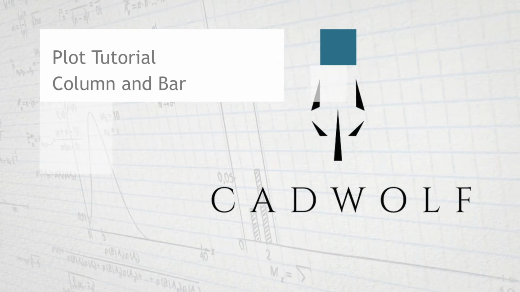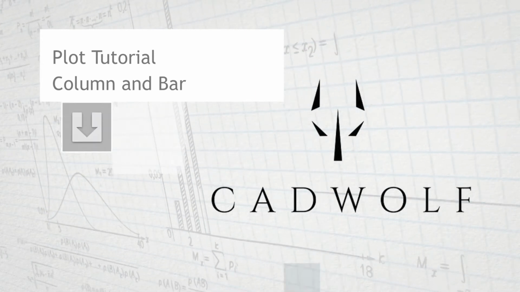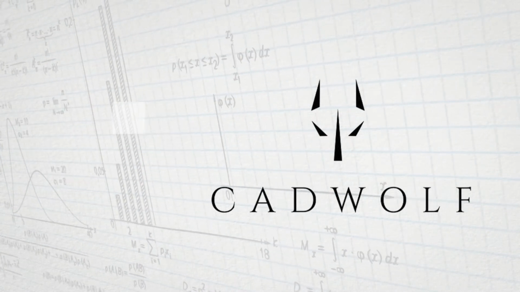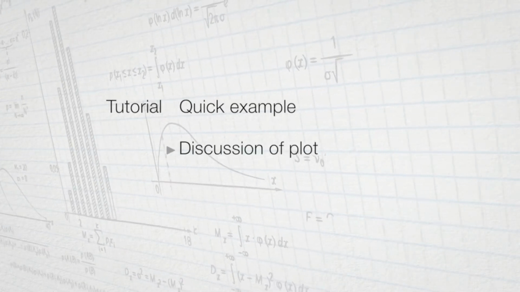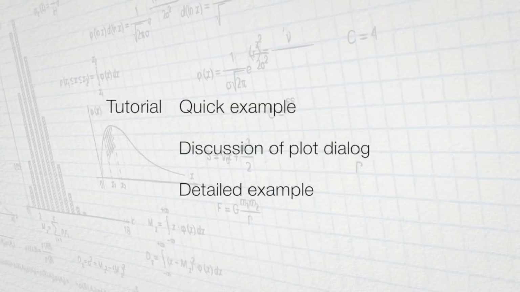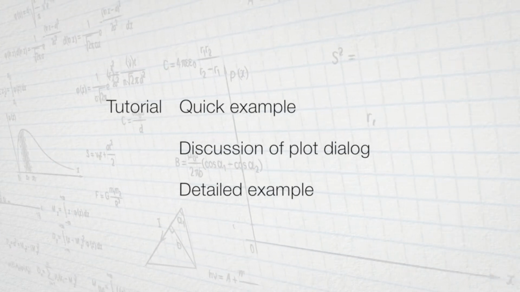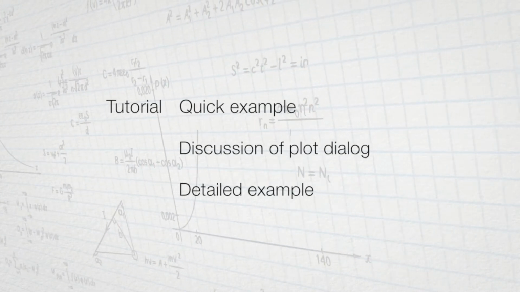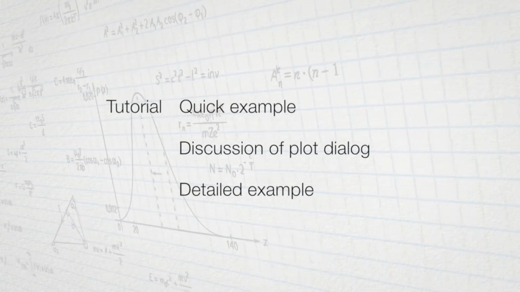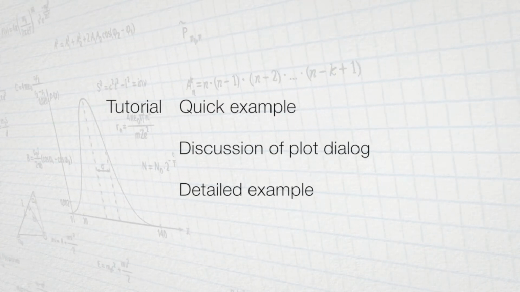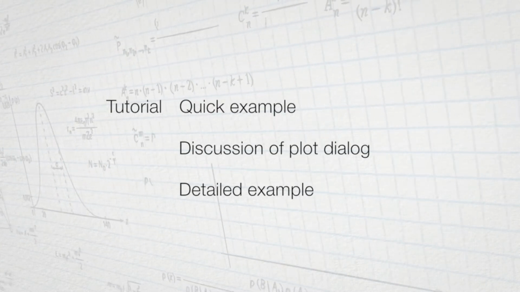Welcome to the CADWOLF tutorial on column and bar charts. We're going to start off this tutorial with a quick example where we just add a chart and show you how to quickly do a bar chart. Then we're going to go into an in-depth discussion of the plot dialog and what's available to you. And then we're going to go through a fairly detailed example with some column and bar charts.